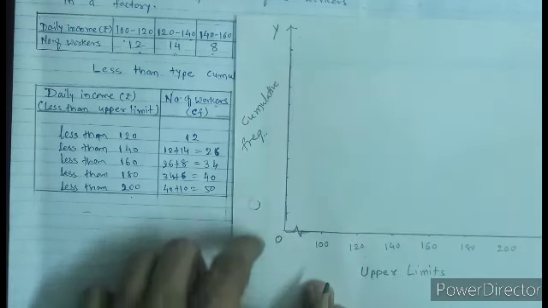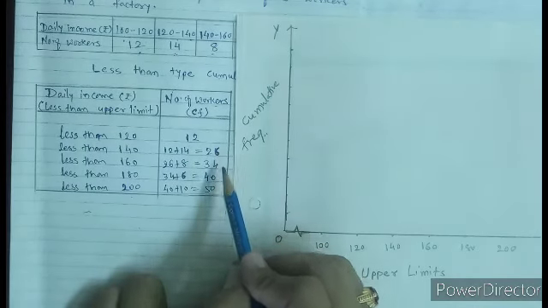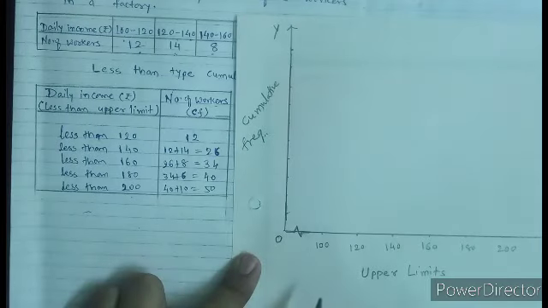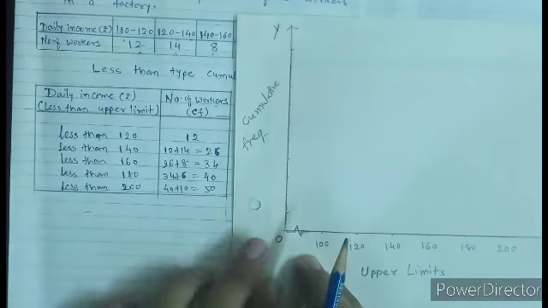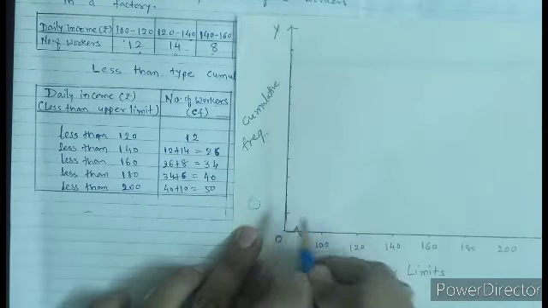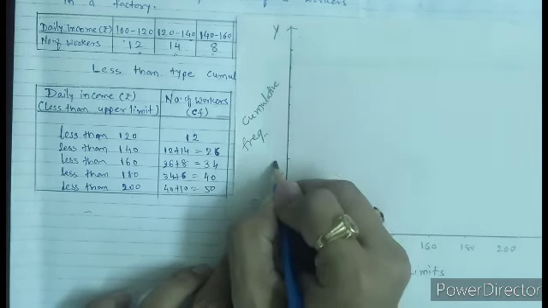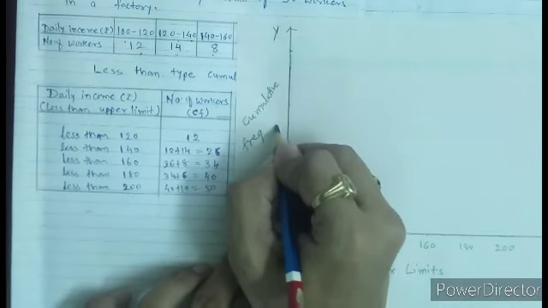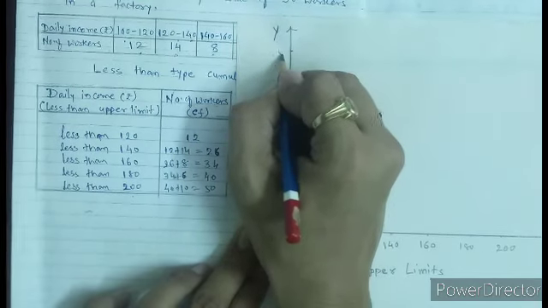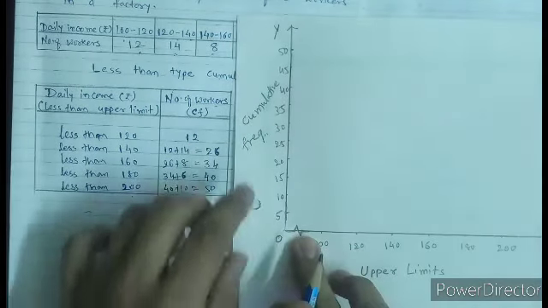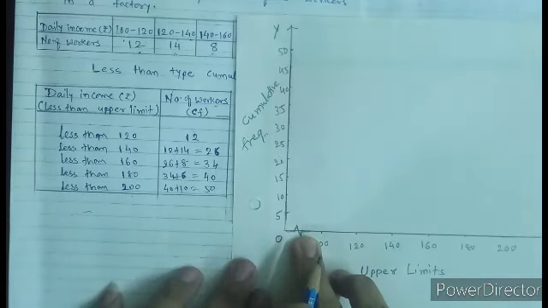Now we have to write cumulative frequencies on y-axis. You can see here the cumulative frequencies are 12, 26, 34, 40 and 50. So we have to get the scale such that we get all these terms up to 50. I have taken here 1 unit or 1 centimeter equals 5 units. So 5, 10, 15, 20, 25, 30, 35, 40, 45 and 50. You can also take 1 unit equals 10. I have taken here 1 centimeter equals 5 units.